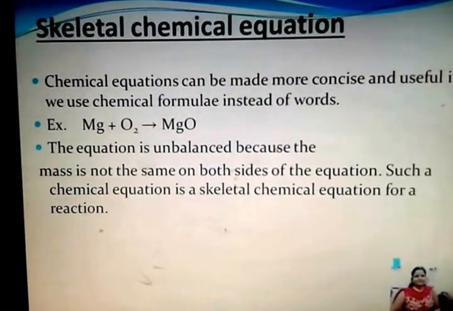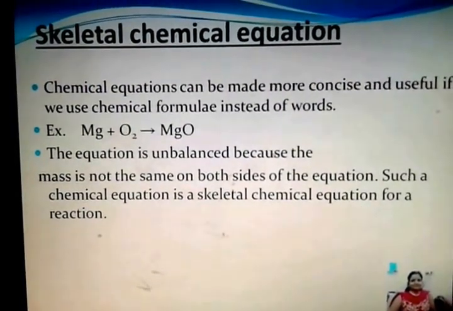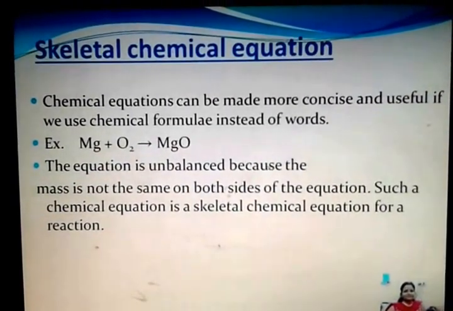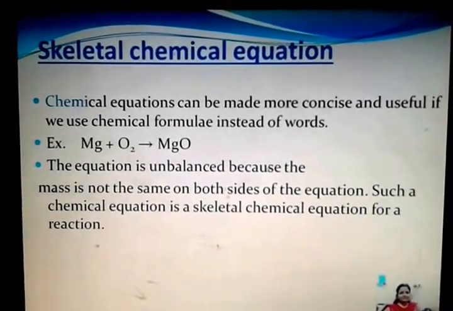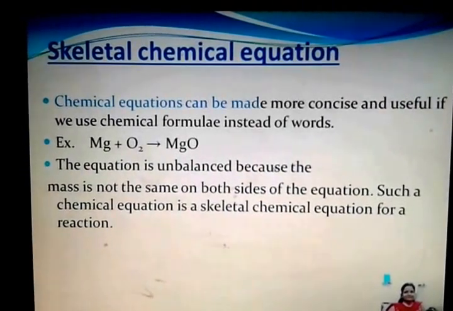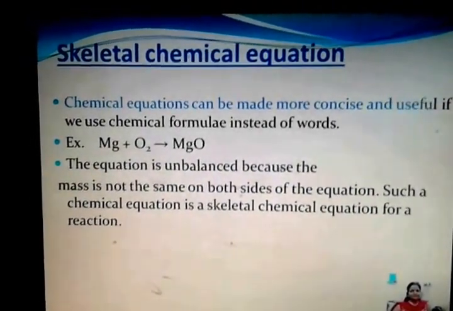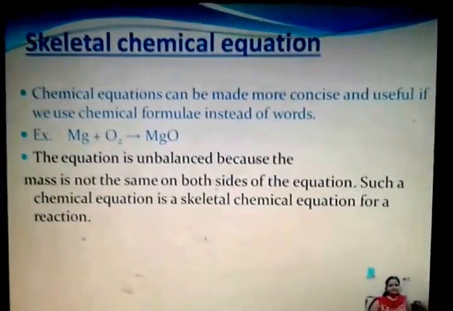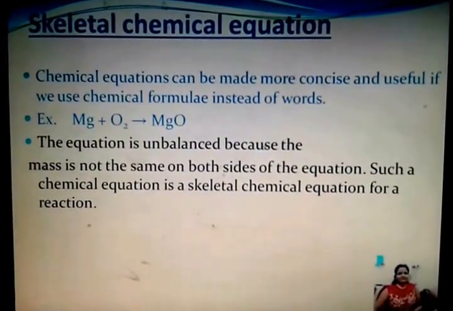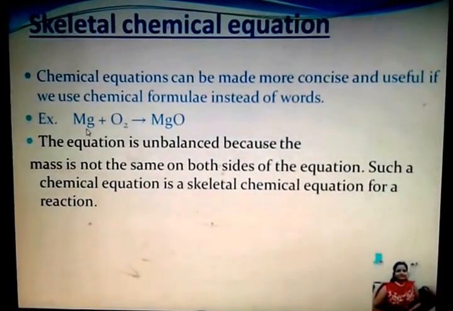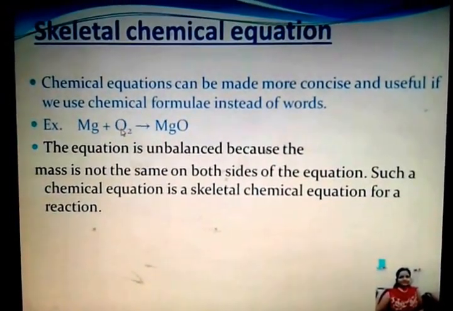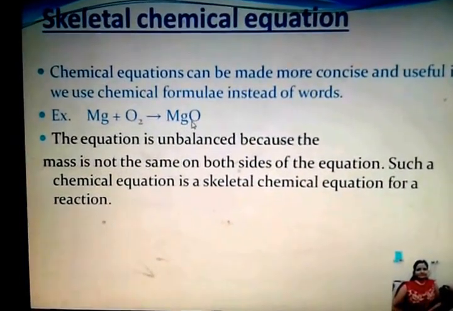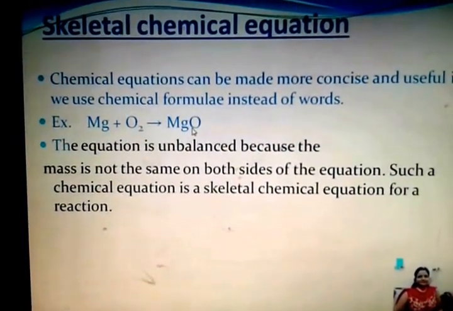Now, skeletal chemical equation. Chemical equations can be made more concise and useful if we use chemical formulas instead of words. For example, magnesium plus oxygen gives MgO. Here Mg is the symbol for magnesium, O is the symbol for oxygen, and MgO is the symbol for magnesium oxide. The equation is unbalanced.